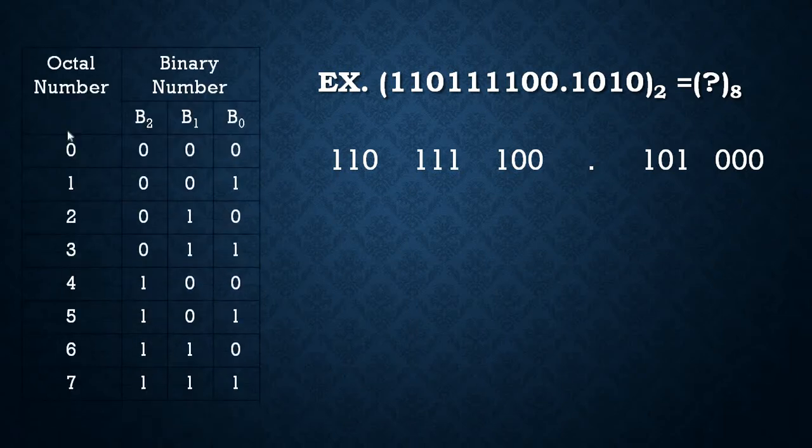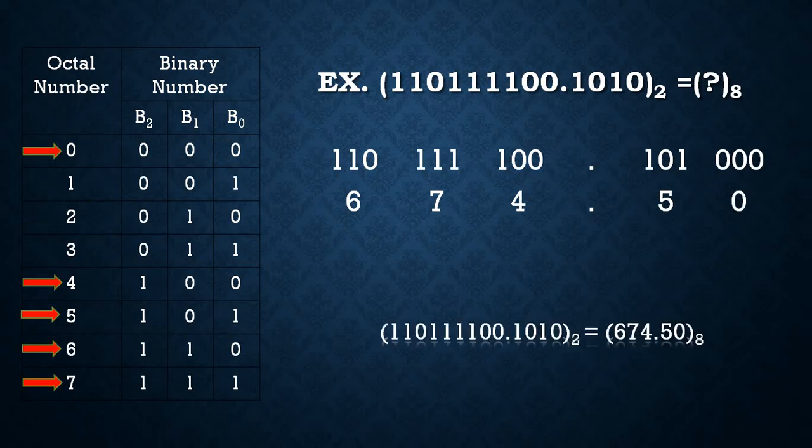Now again we observe the relation table and find out for binary 110 what is the octal number. When we observe, for binary 110 we get the octal number as 6. We write here. For 111 we get octal number 7. We write here. For 100 we get octal number 4. Again we write the point as it is. And for the next 101 we get the octal number 5. And for 000 we get octal number 0. We write the combined result as 674.50 to the base 8.